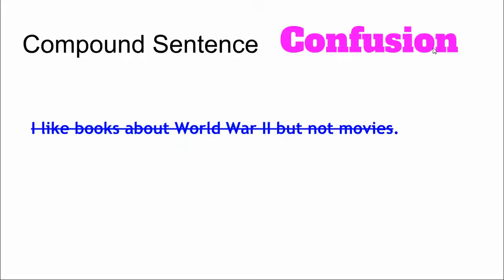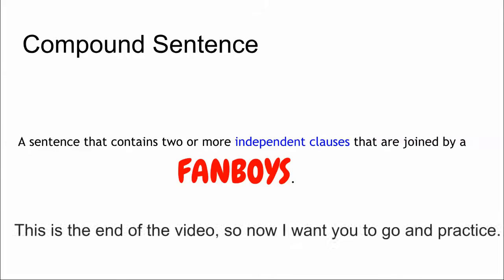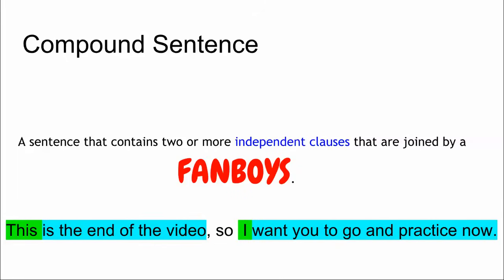So that is not a compound sentence. A compound sentence is a sentence that contains two or more independent clauses that are joined by a fanboys and a comma. Don't forget that comma. It's very important. This is the end of the video. So now I want you to go and practice. There's my fanboy. And each side of that fanboy has a complete sentence.